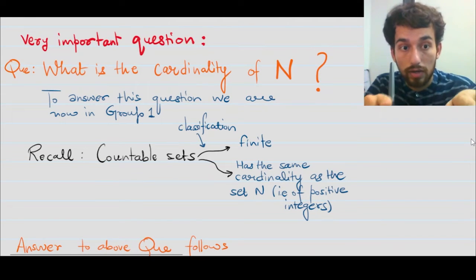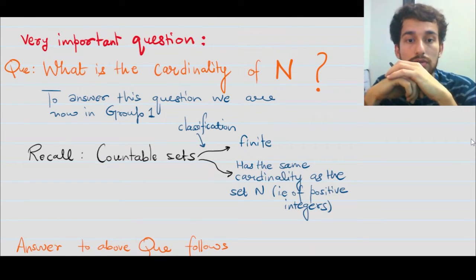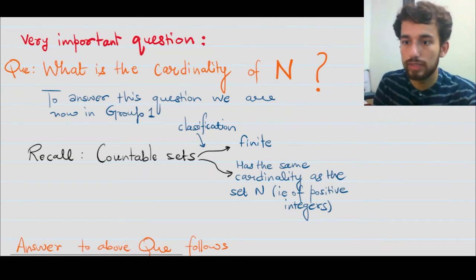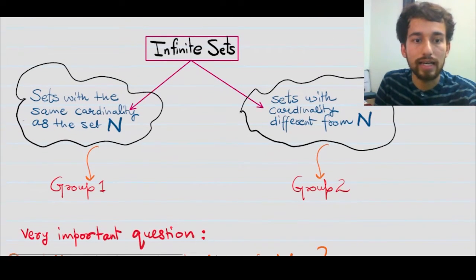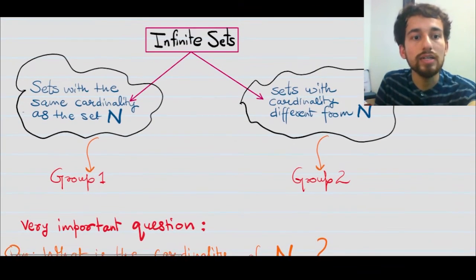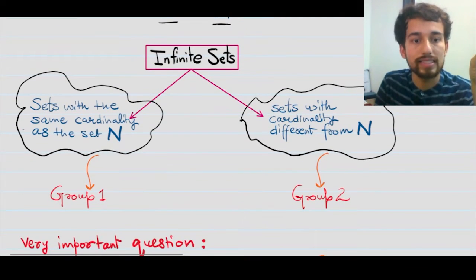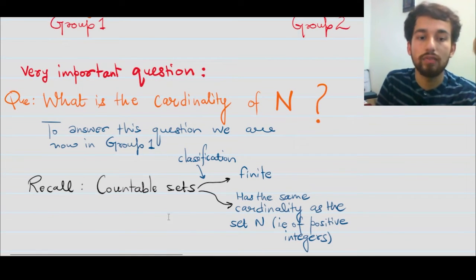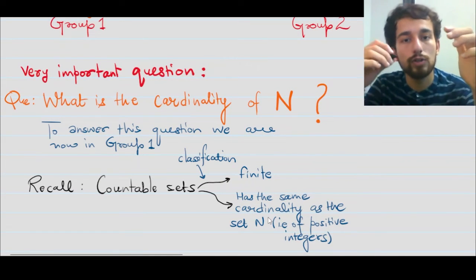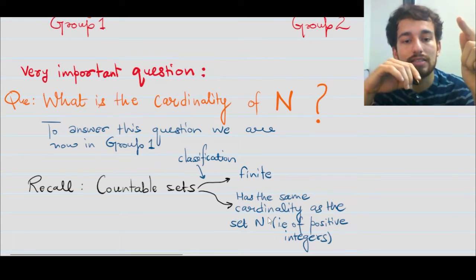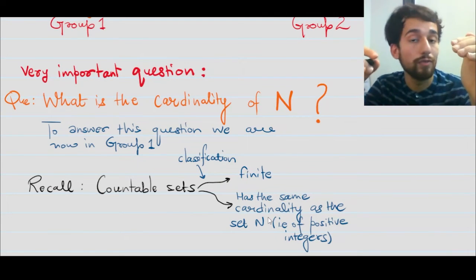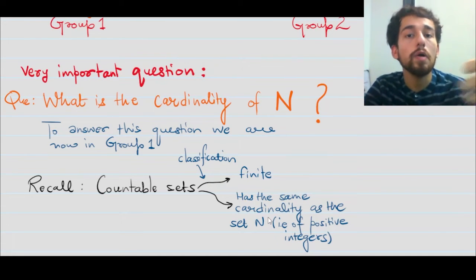This question is very important for us. To answer it, we are now in group 1, the sets which have the same cardinality as the set of natural numbers. Now try to recall that we have already covered that countable sets are divided into broadly two categories. The first category is the finite sets. The second category is the sets which have the same cardinality as the set of natural numbers, which we also call countably infinite or denumerable sets.